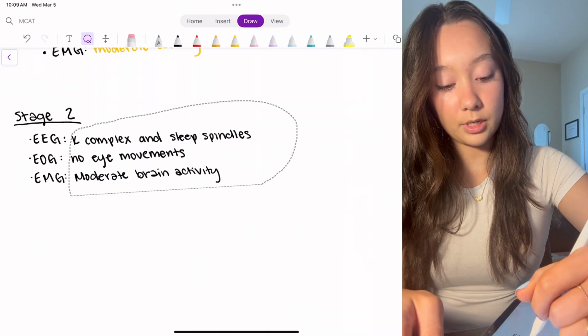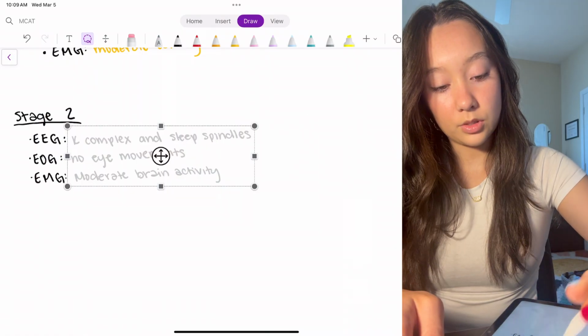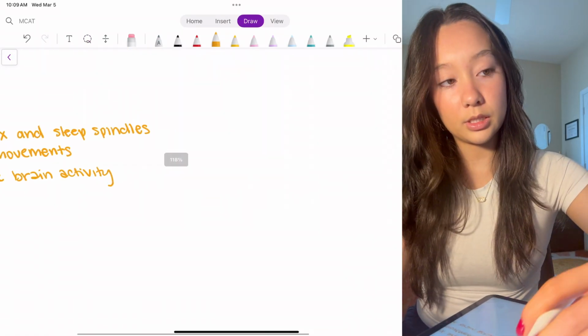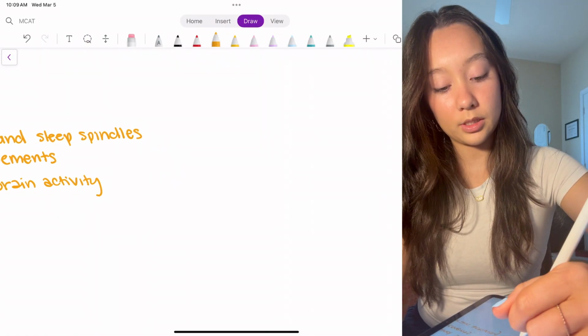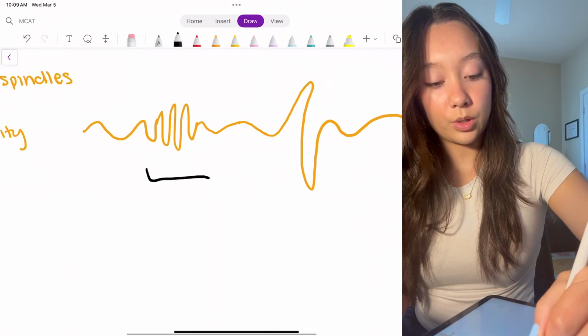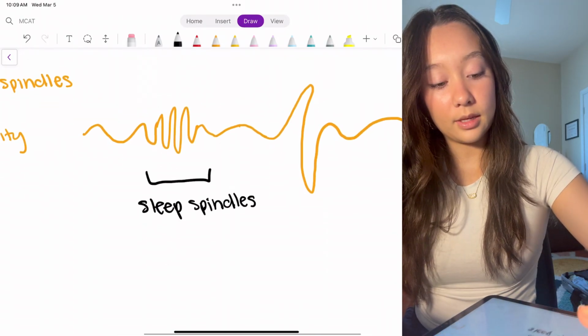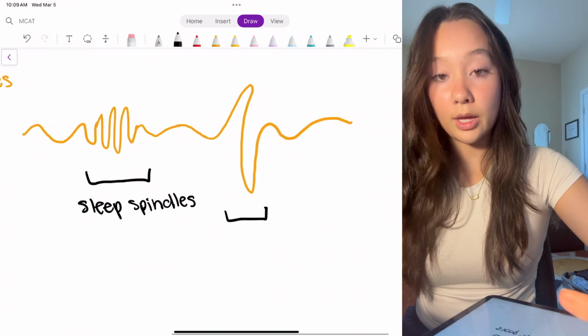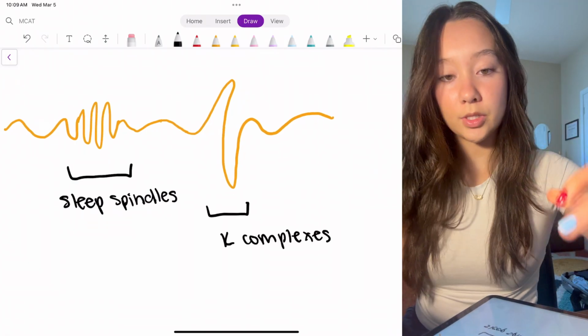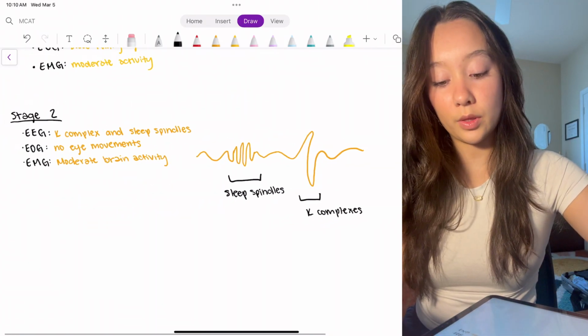Again, I'm going to change the color of this to make it easier to visualize. Let's take a look at these sleep spindles and K complexes. So here, this is what we would call sleep spindles. And then this here is what we would call K complexes. These are little bursts of brain activity that look like these on the EEG.